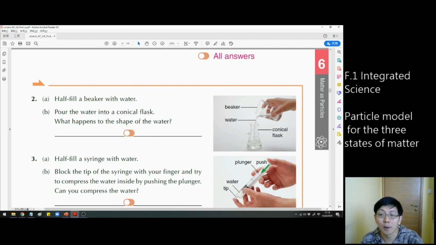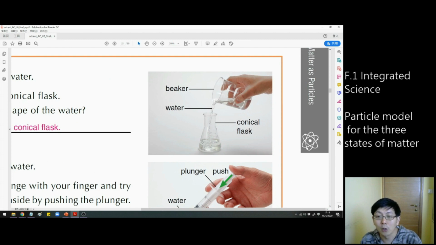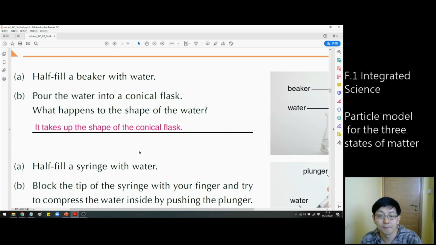Next, we have the representative of liquid. We have water as a representative. If we pour the water inside the conical flask, the water takes up the shape of the conical flask. The water fills up the space and becomes that shape. Takes up the shape of the conical flask.